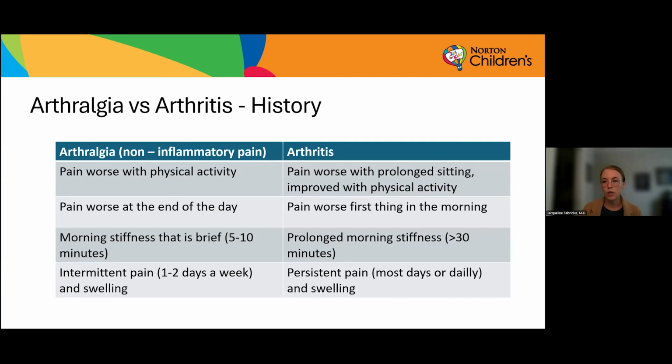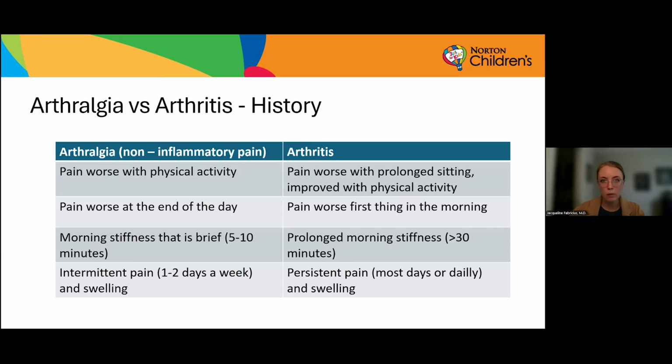So pain that is worse with physical activity tends to be more associated with mechanical pain, and pain that's associated with prolonged sitting or improved with physical activity is more inflammatory. Now, of course, these are general rules of thumb, and they are not going to be always applicable, but in general, those are the cases. Pain that's worse at the end of the day is typically associated with mechanical pain, and pain that's worse first thing in the morning is more associated with inflammatory pain.